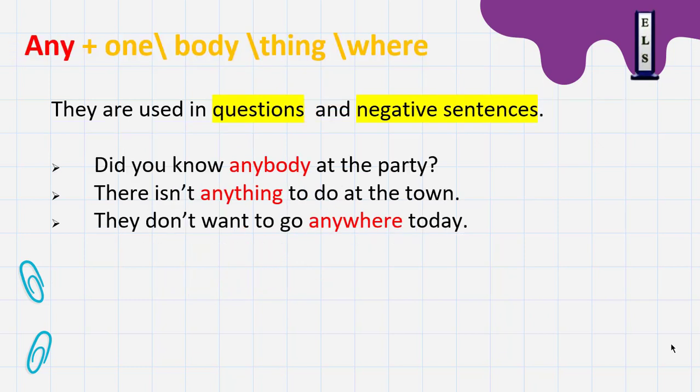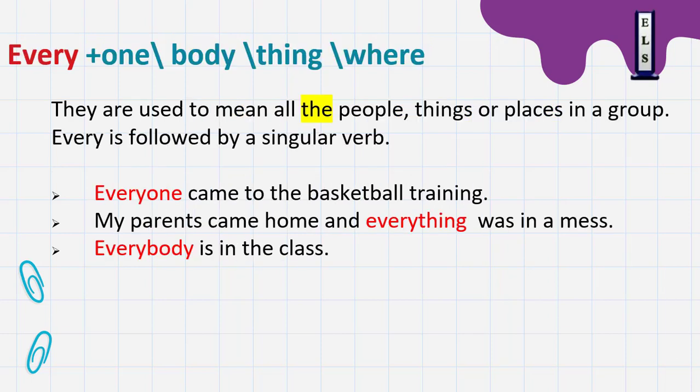The rule of using any. Who can tell me when to use any? You have been listening carefully. It's used in the negative form and the question form, but not in a polite request. In spite that every refers to the meaning of all, everyone, everything, everywhere, it's always followed by a singular verb. Look at the example of every.